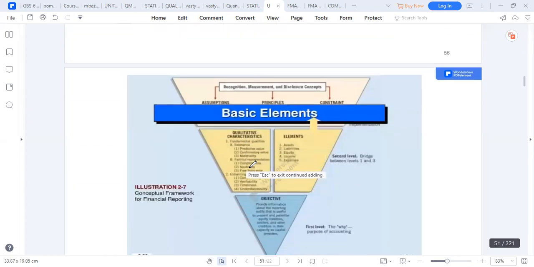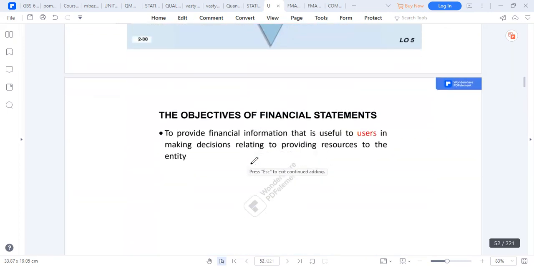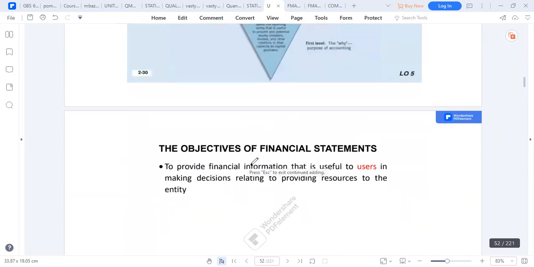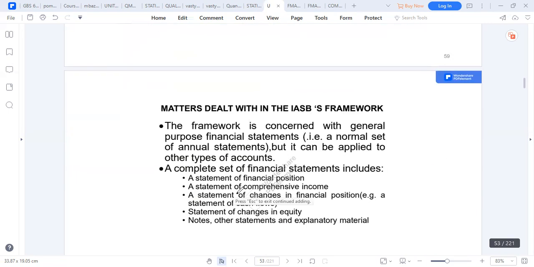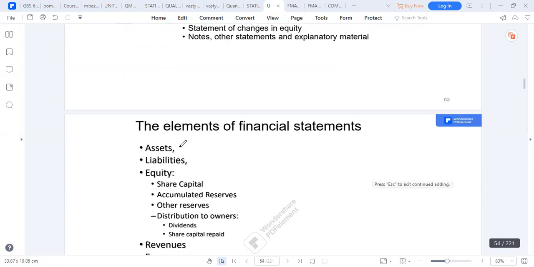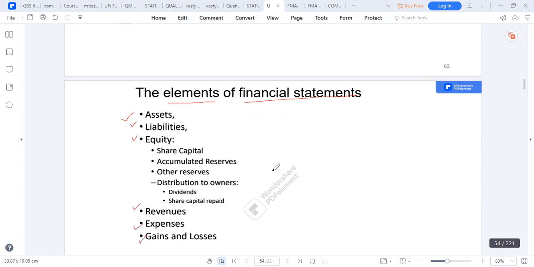Now we go into basic elements that we need to adhere to. There are what we call qualitative characteristics and the elements that we use. There's a formula that I'll make for you that will help you memorize this. But the objective of financial statements is to provide information that is useful to who? To the users for decision making relating to the resources of an entity. So we have elements in financial statements such as assets, liabilities, equity, and revenues, expenses, gains, and losses.